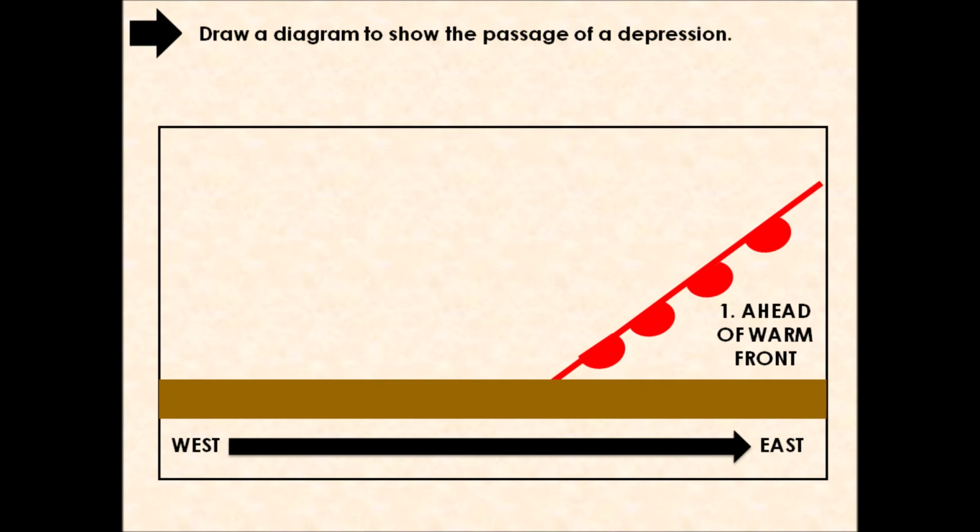When you are ahead of the warm front, you experience certain weather conditions. So at this particular stage, the temperature is quite cold. Pressure is starting to fall. The clouds do begin to thicken at this stage and begin to form due to that rising air. And at this stage, we don't have any precipitation taking place.